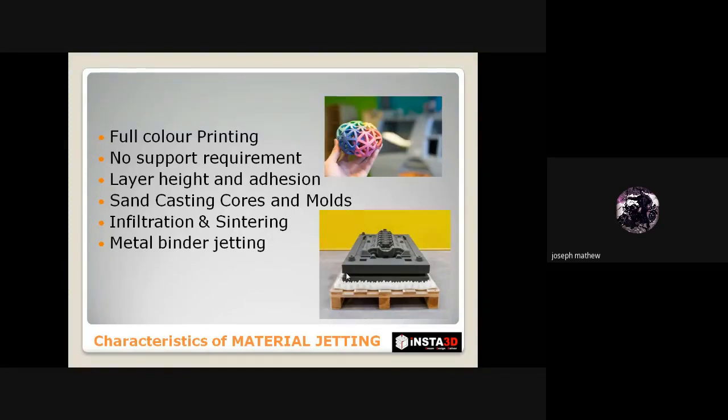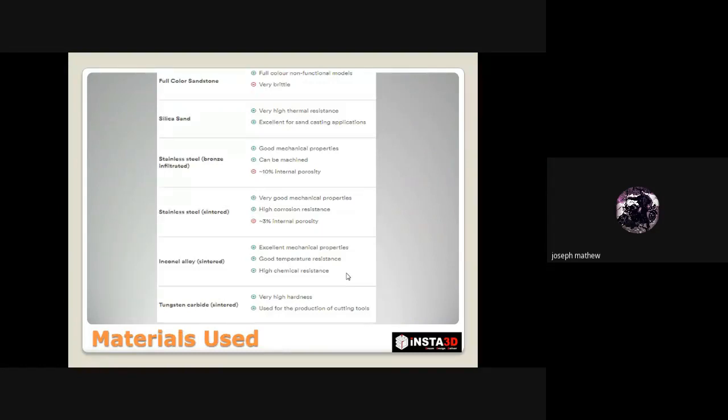so that the final 3D printed part will be very strong in nature, whereas the other sand casting cores and molds will not be very strong, and it has its own disadvantage. So these are the materials used in binder jetting processes.